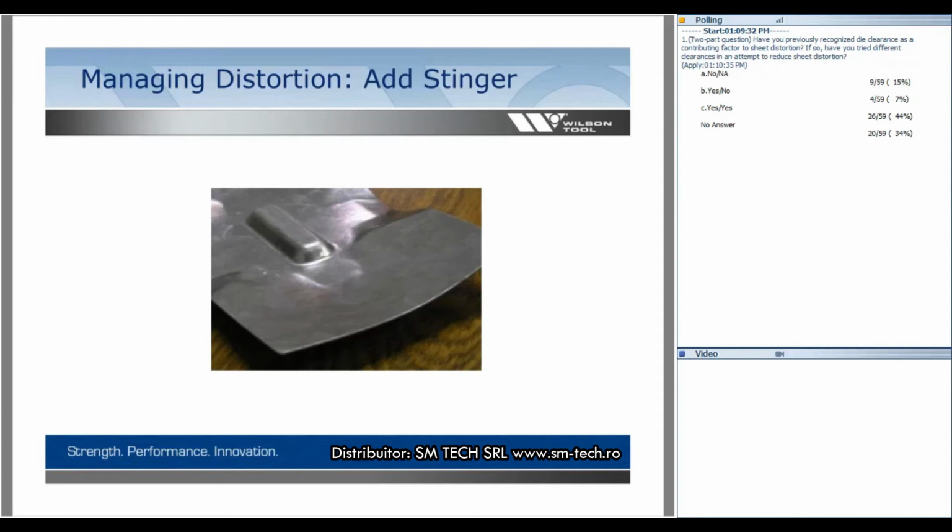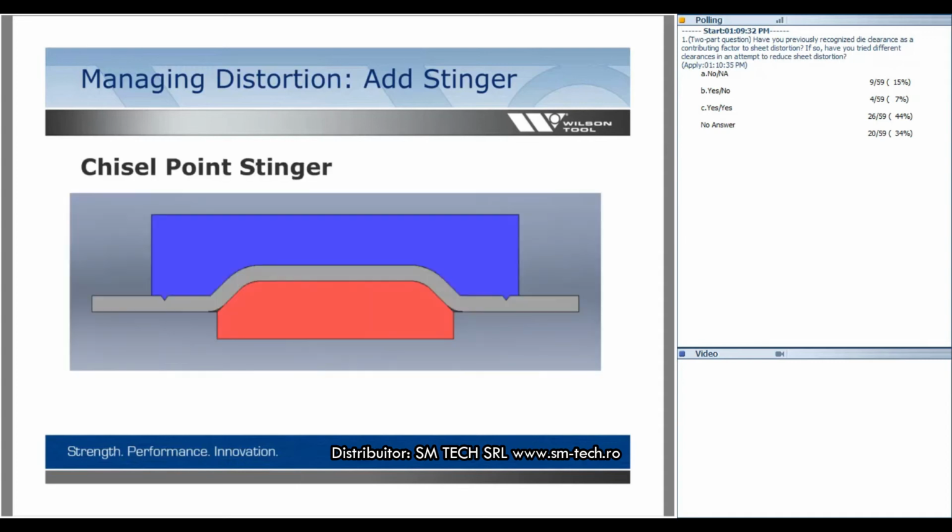So, adding a stinger. Here's another fun solution. It works well, but the reason it's not applied a lot is it's an additional tool and it makes a mark on the sheet. So here we get to see I added a stinger, which is like a chisel point, a little groove around where I want to make my form. And then my emboss tool has a feature to go inside that groove, lock the sheet from pulling in, and create our form.